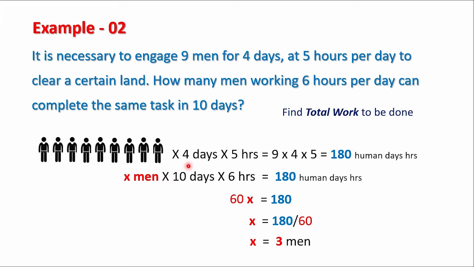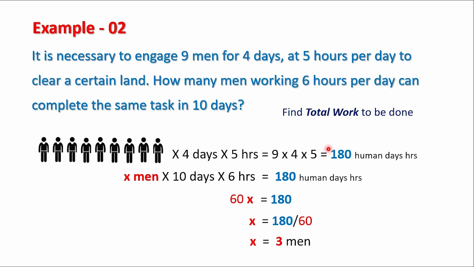Now you have to understand, 4 days, per day 5 hours they are working, then we need 9 men. So this is the work they did. Now 10 days they are working, each day 6 hours, then we need 3 men. That means to do the same amount of work, we need 3 men. This is the answer for the second example.